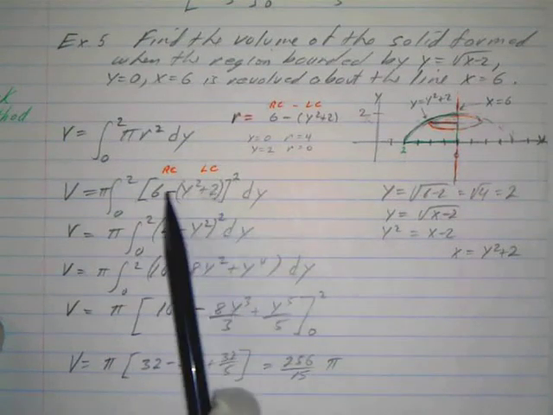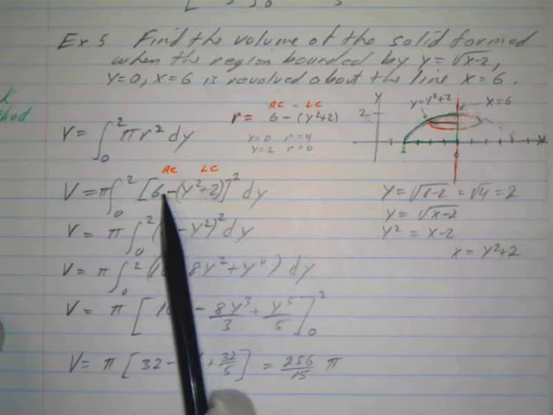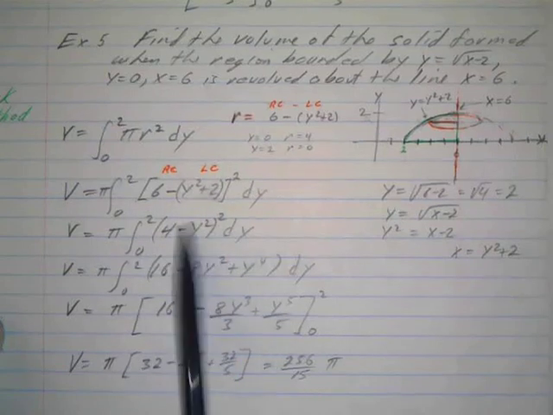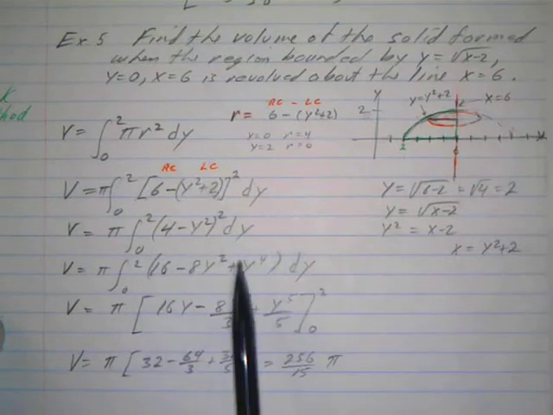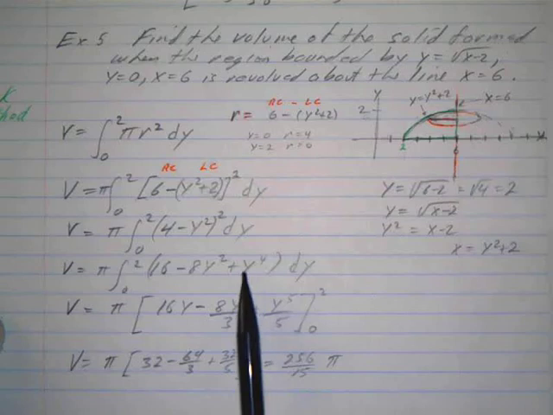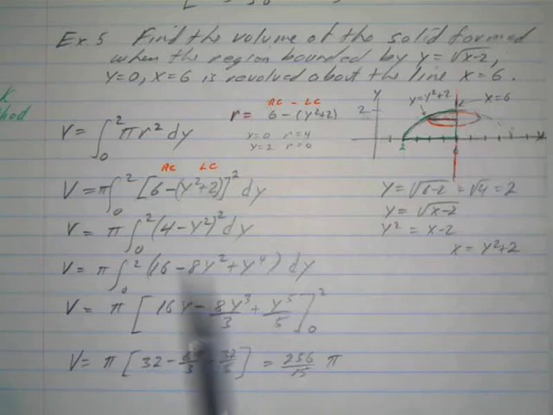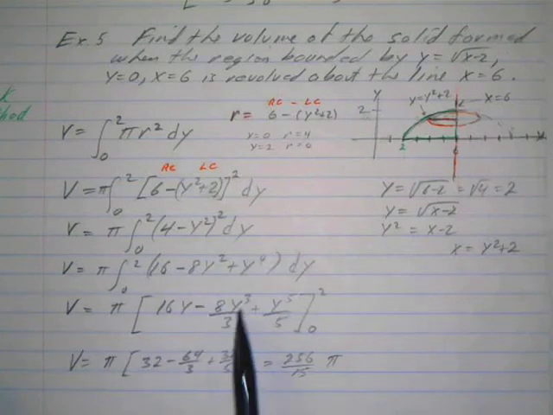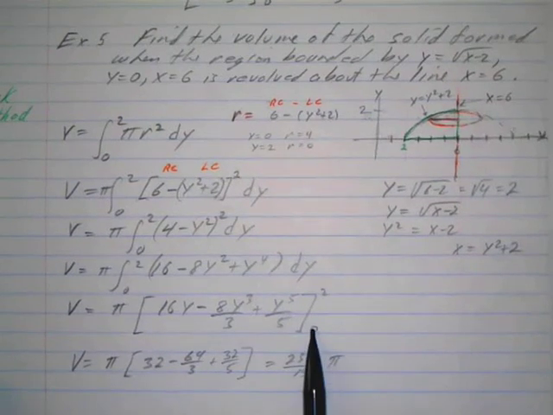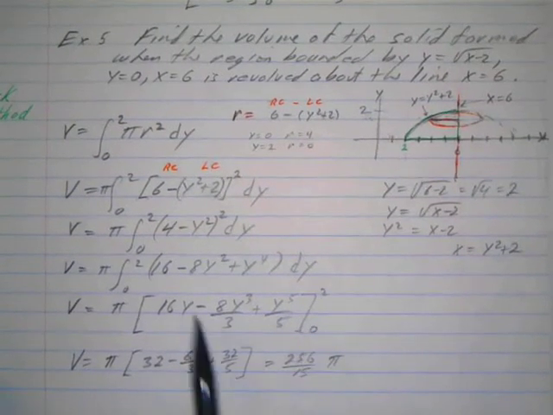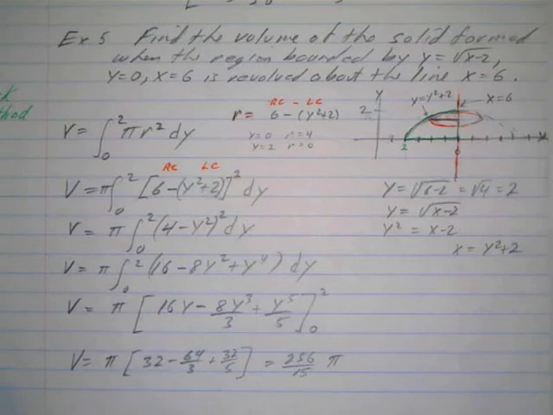6 minus y squared minus 2, so 6 minus 2 is 4, so I've got 4 minus y squared. And I square that, so I get 16 minus 8y squared plus y to the 4th. I'm going to integrate that from 0 to 2. If I take the antiderivative, I get 16y minus 8 y cubed over 3, plus y to the 5th over 5, from 0 to 2. And again, we just happen to luck out here. Our zeros cancel out, so we just have pi times this evaluated at 2.